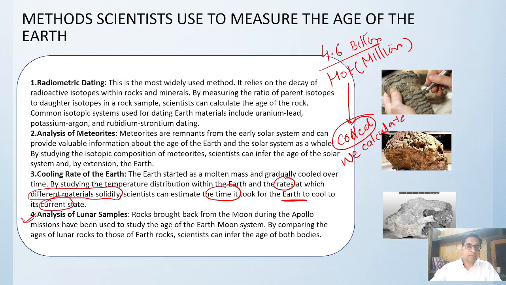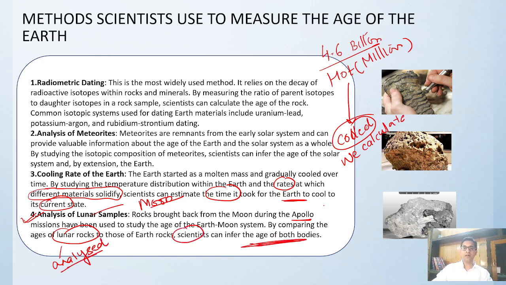Then lunar sample, lunar means moon sample. Okay, Apollo mission has been sent, then India's Chandrayaan mission has been sent, because if you want to find about the earth, you have to find about the moon, because they are closely related bodies. That is why lunar rocks are being analyzed by the scientists to find out the age of both the bodies.